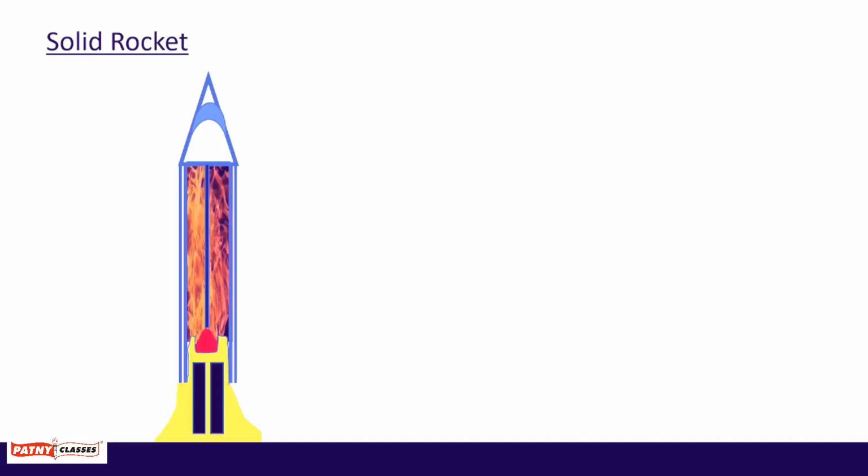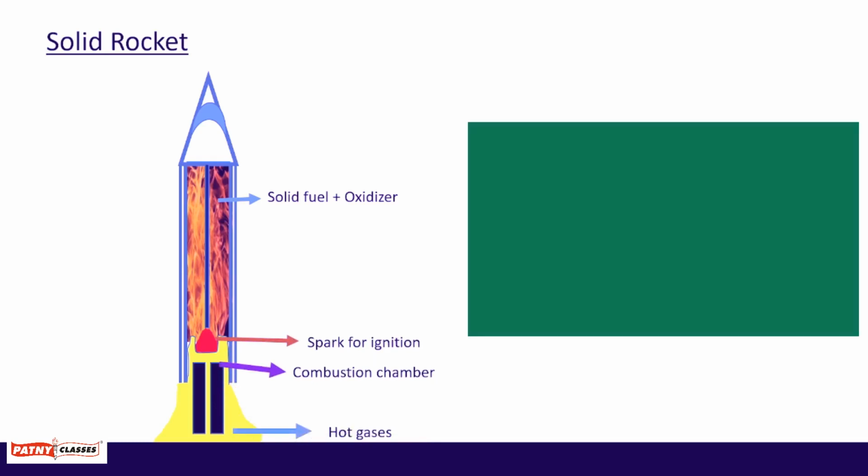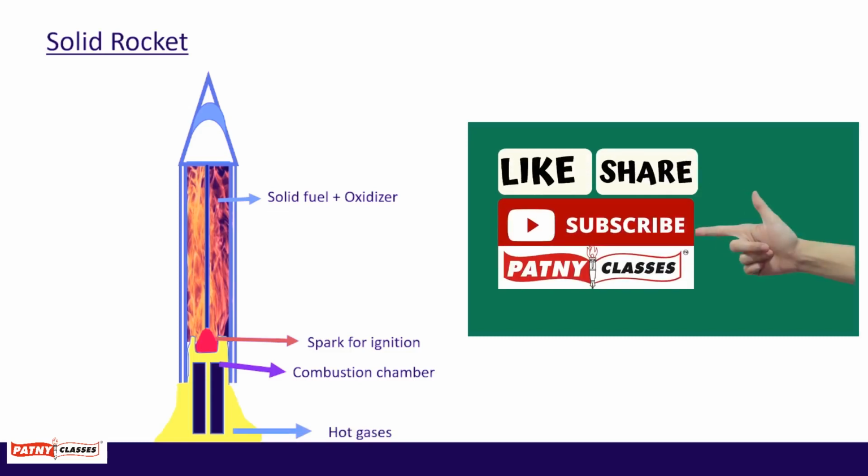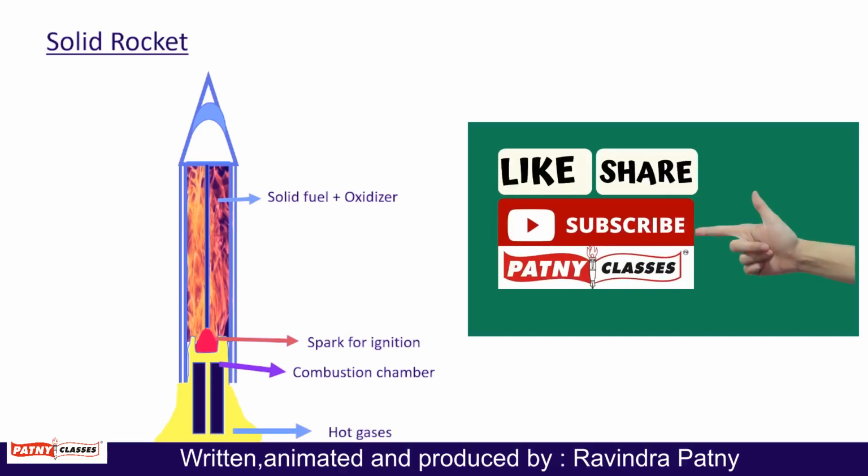Important sections of a solid rocket are the solid fuel plus oxidizer. It is a chamber in which solid fuel plus oxidizer are present, a spark for ignition, a combustion chamber, and a nozzle to eject hot gases out of the rocket.